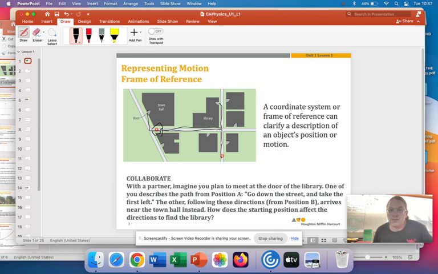How does the starting position affect the directions? So think about that with your partner. Why did one person end up at town hall and the other person following the same directions ended up at the library?